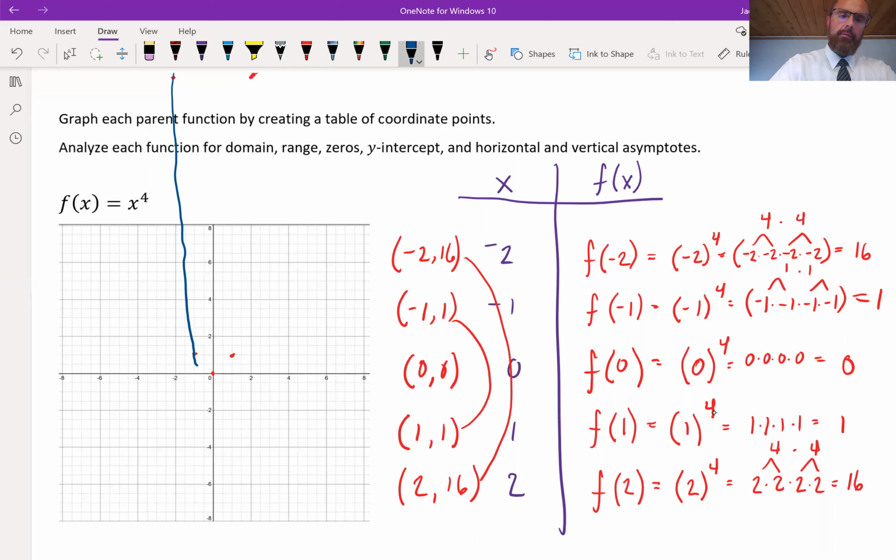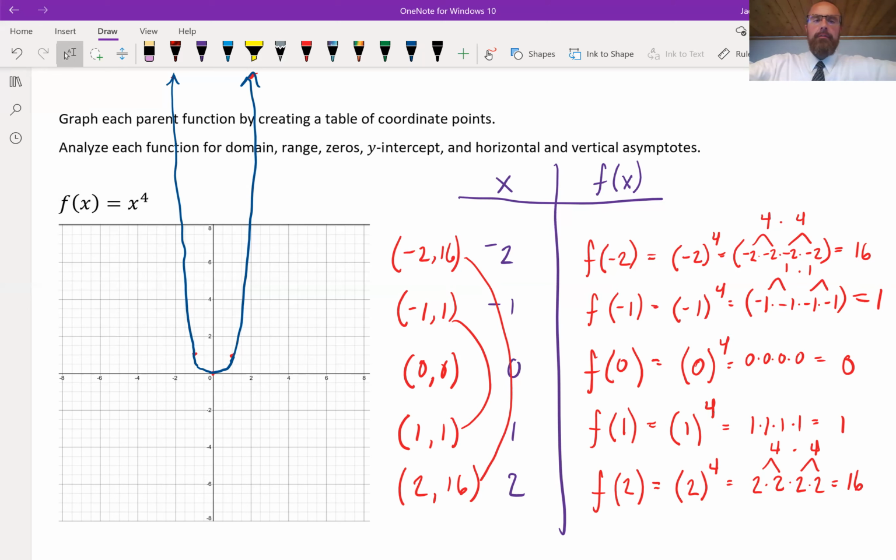Note that the lower part of the curve is much more boxed than what we would see with something like a x squared, a parabola. So a rough curve in there, but we get the feeling about what the function looks like on the coordinate plane. And that completes that first task. Now we do need to analyze for these items.